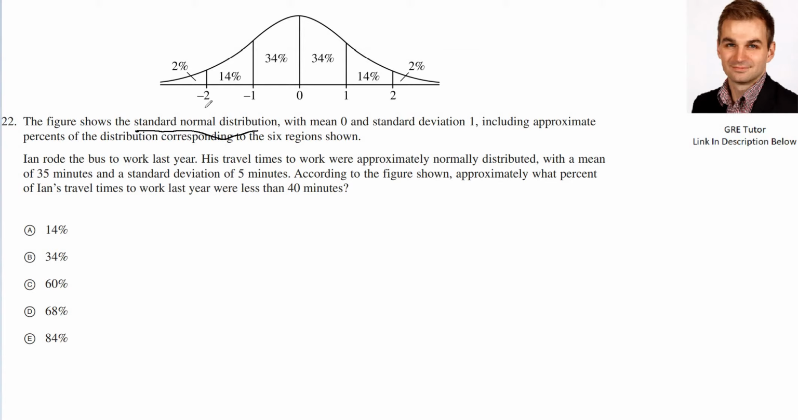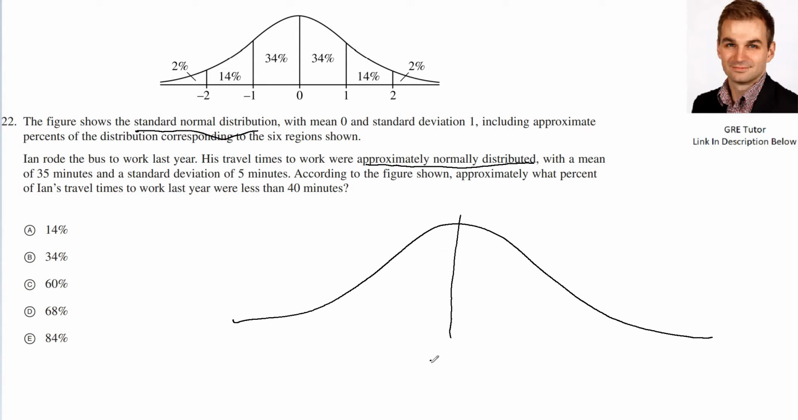And they're telling you Ian rode the bus to work last year. His travel times to work were approximately normally distributed, with a mean of 35 minutes and a standard deviation of 5 minutes. Okay, so they're saying approximately normally distributed, which means there can be a direct analogy between this and his distribution of travel times. So you can write his distribution just like this up here. And you can say that it had a mean of 35, like this. So this is 35. And it had a standard deviation of 5.